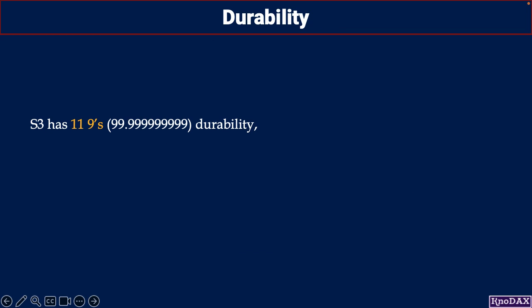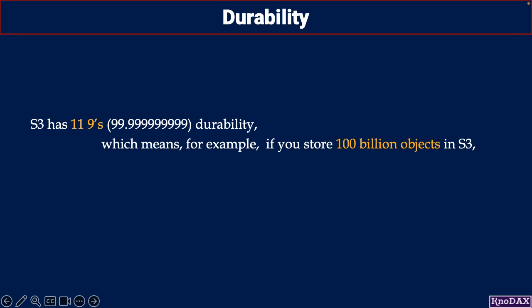Durability is one of the most important features of S3. S3 has 11 nines durability, which means, for example, if you store 100 billion objects in S3, you may lose only 1 object at most in a year.